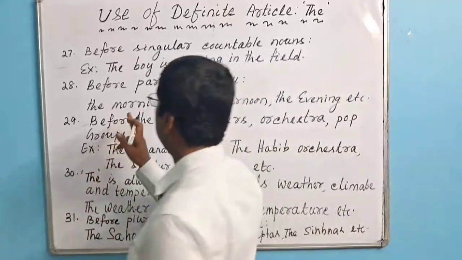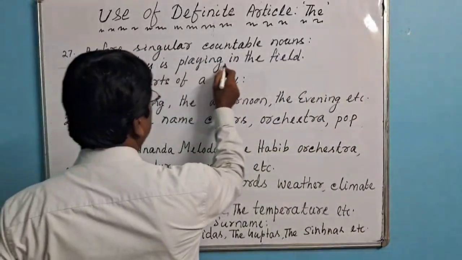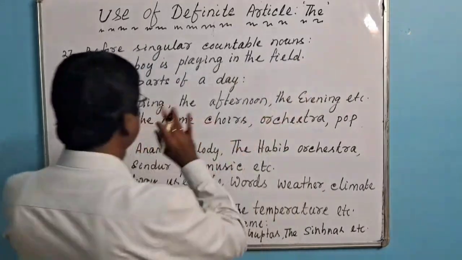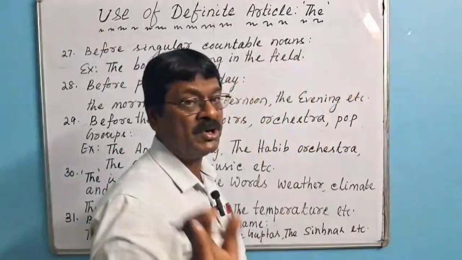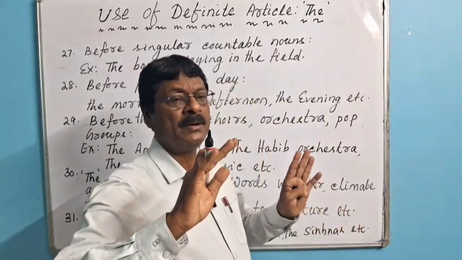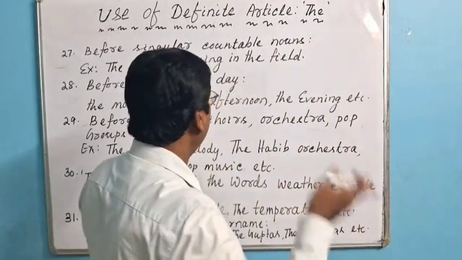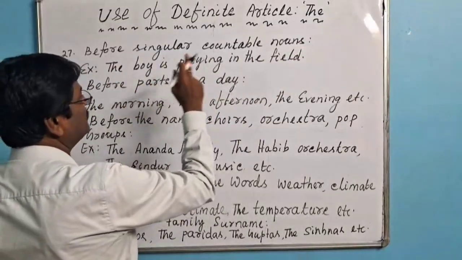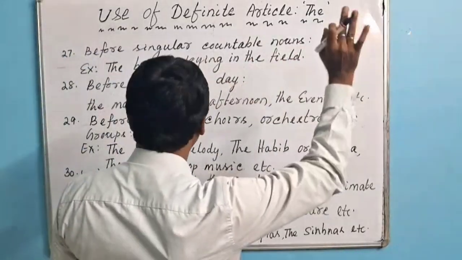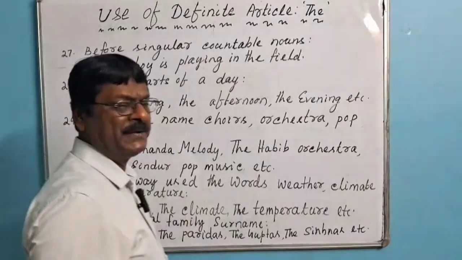For example, the boy is playing in the field. We can't say the boys are playing in the field because the boys, they are plural countable noun. Only the is used before singular countable noun. So the boy is playing in the field is a grammatical sentence or correct sentence, right?